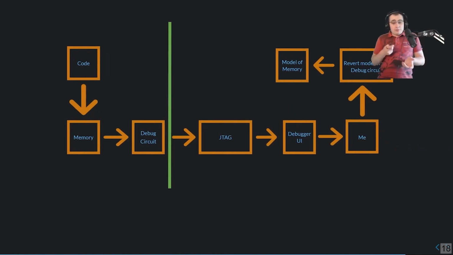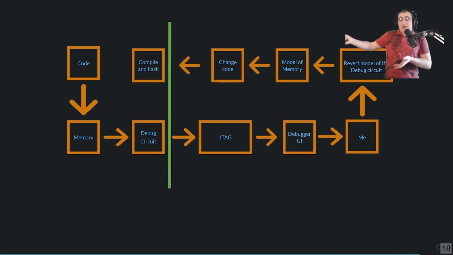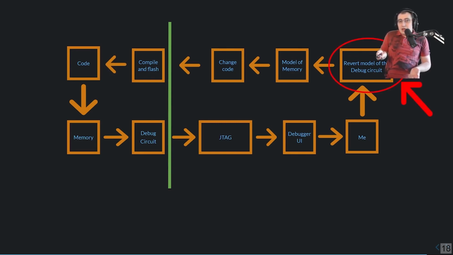If we look at the line of representation here, everything that is under that line is one big thing. We cannot know if it's a debug circuit that we don't understand or if it's our memory not working well. And that becomes even worse, because now that I base my model of memory on this, I'm going to change my code, compile and flash it. Now I don't know how it's represented in the memory, and that gives me new code that runs.